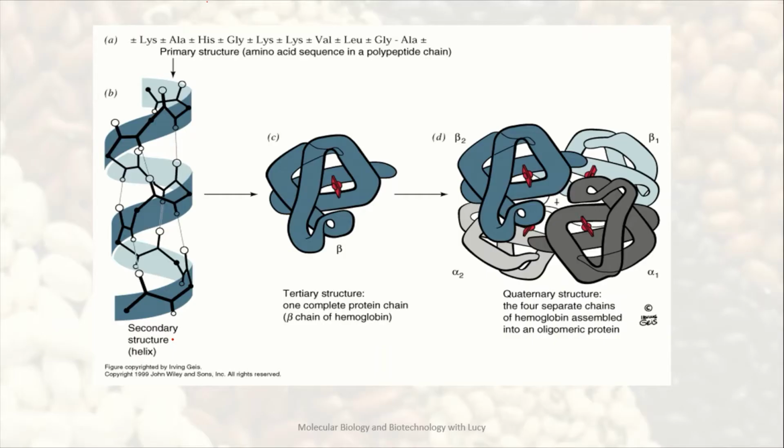Then we have the quaternary structure, which is found in oligomeric proteins, or proteins composed of more than one subunit. Like here, we have the first subunit, the second subunit, the third subunit, and the fourth subunit. Each of these subunits will come together with the others to form the quaternary structure.